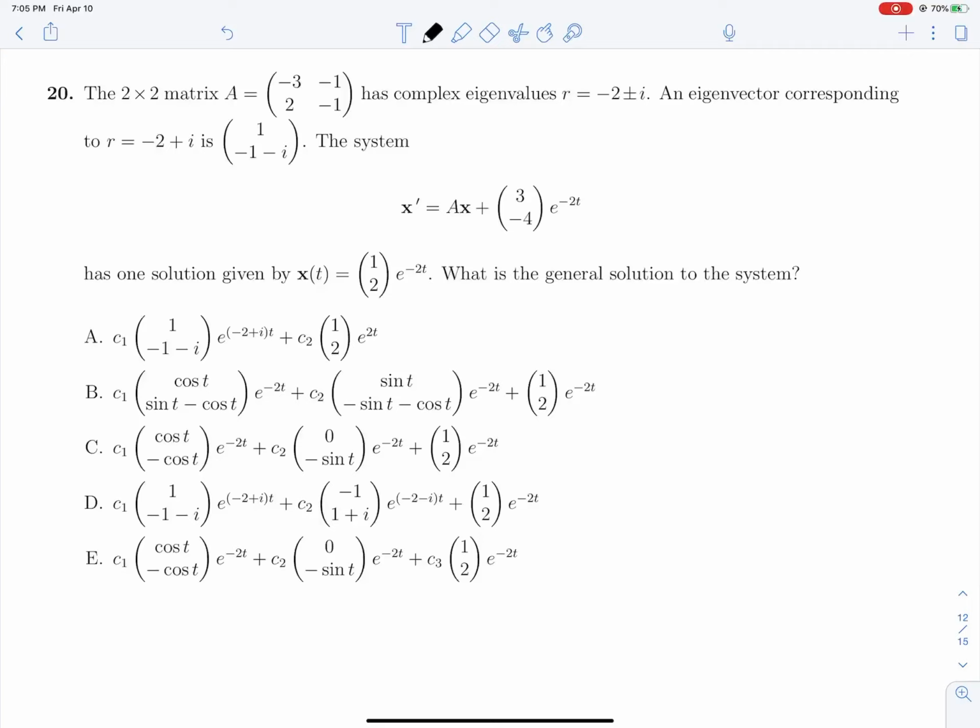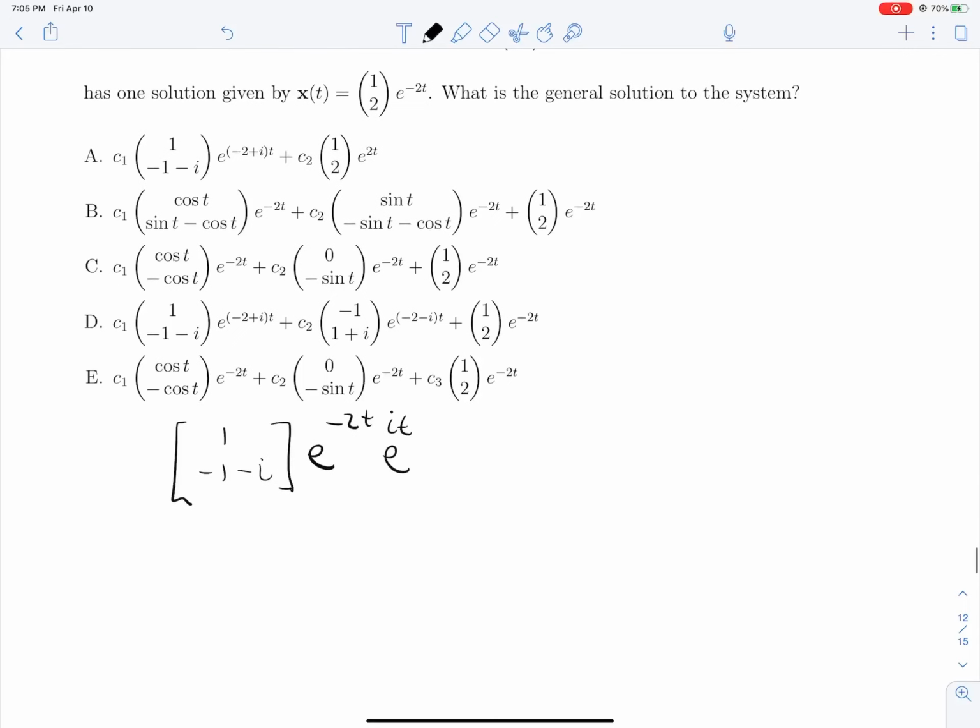C2 for our xc, or characteristic equation, is to take v1 e to the lambda t, so that will be 1, negative 1 minus i, times e to the lambda t. So that will be e to the negative 2t times, and I'm just expanding it a little bit, e to the it. We can replace e to the it with cosine t plus i sine t, and we'll need to separate this entire thing out into the real and complex vectors that we're going to get out of this.